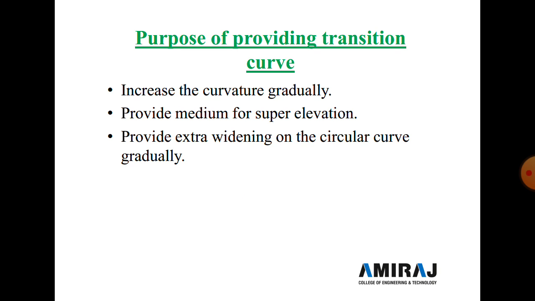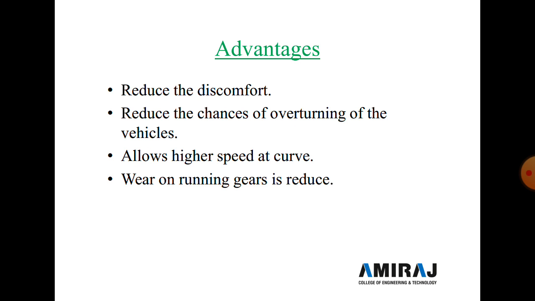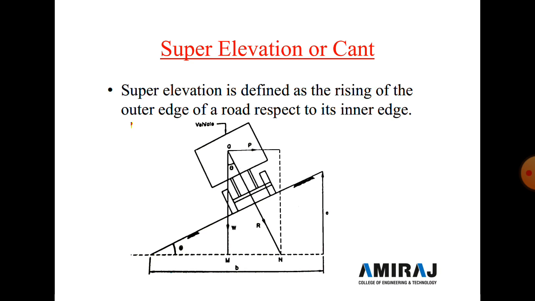Now next is the purpose of providing the transition curve. First, to increase the curvature gradually. Next, to provide the medium for superelevation, and third, to provide extra widening of the circular curve gradually. Some of the advantages are: first, it reduces discomfort; second, it reduces the chance of overturning of the vehicle; third, it allows high speed on the curve; and wear on running gears is reduced. These are the main four advantages.